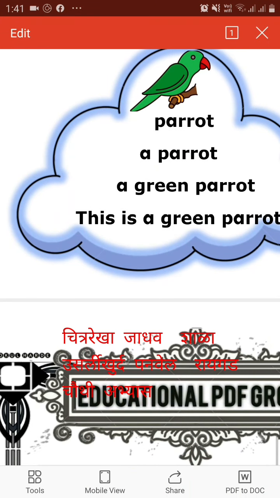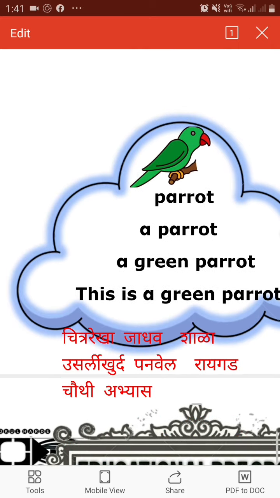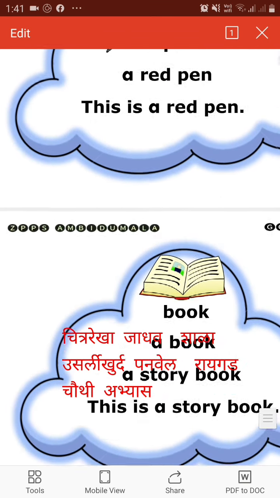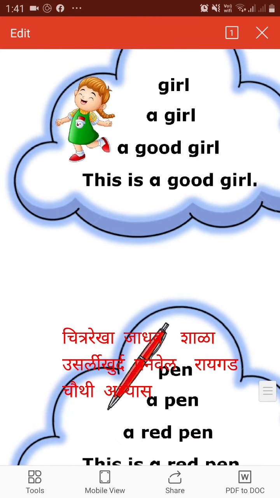Parrot. A parrot. A green parrot. This is a green parrot. Parrot. Book. Pen. Good.